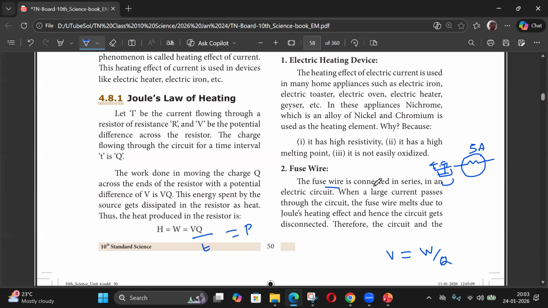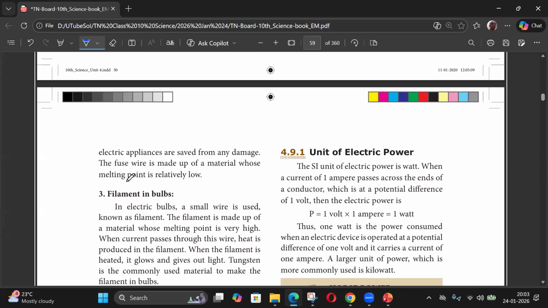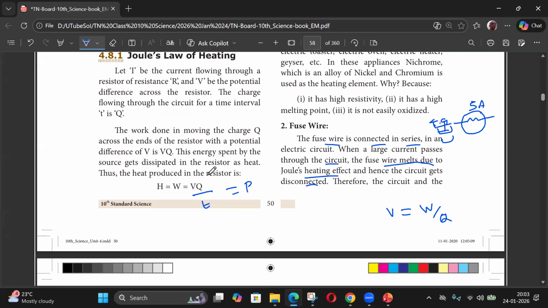Fuse wire is connected in series with this device or circuit. When a large current passes through the circuit, the fuse wire melts due to high heating, and the current gets disconnected. Therefore, the circuit and the appliance are saved from damage. So the fuse wire melting point should be low in the sense that at the maximum current value, it should start melting. Only then will this thing break and the current will stop.